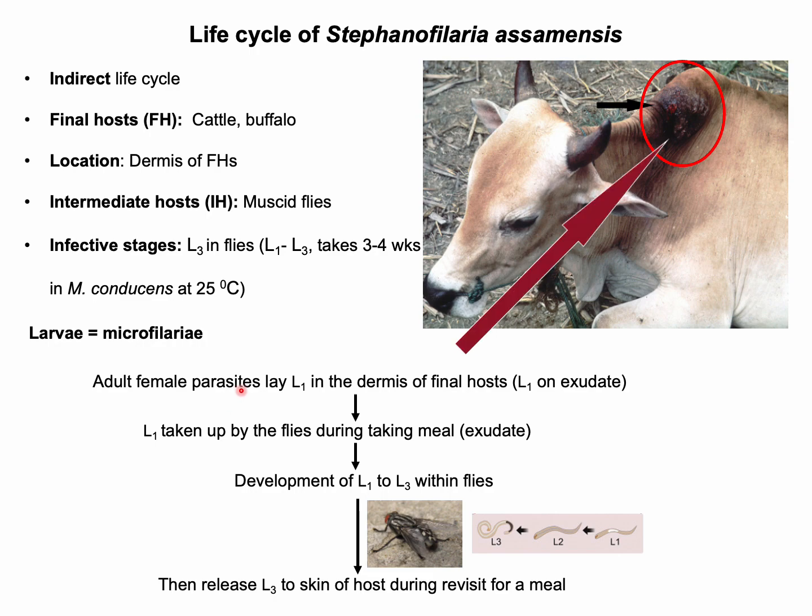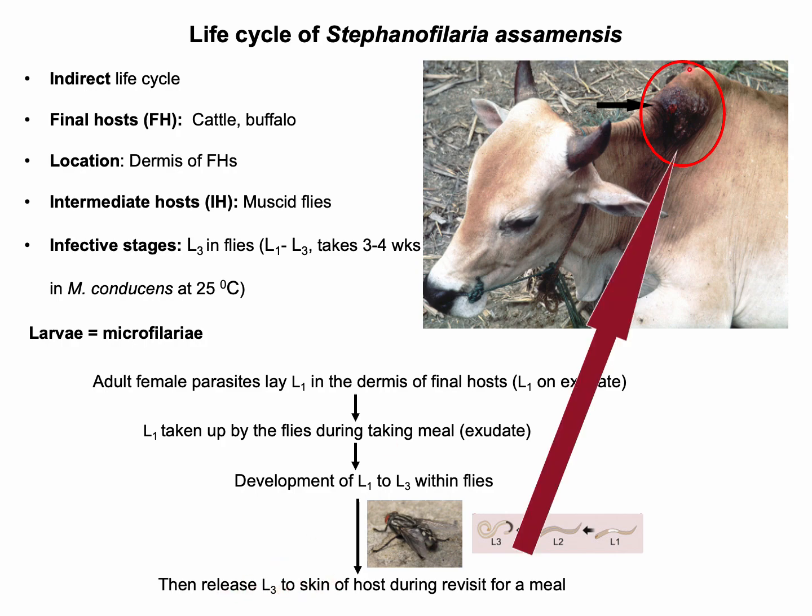So the adult female parasite lays larval stage 1 in the dermis of the final host. L1 is taken up by the flies while taking their meal, that is, visiting the host for feeding. Later on, development of L1 to L3 occurs within the flies. It takes around 3 to 4 weeks or more depending on the temperature and other environmental factors. Finally, L3 is deposited in the dermis of the final host when the flies revisit those hosts for feeding.